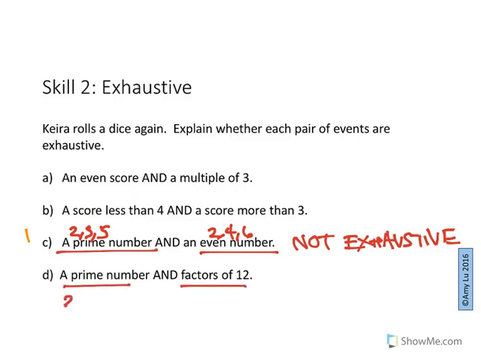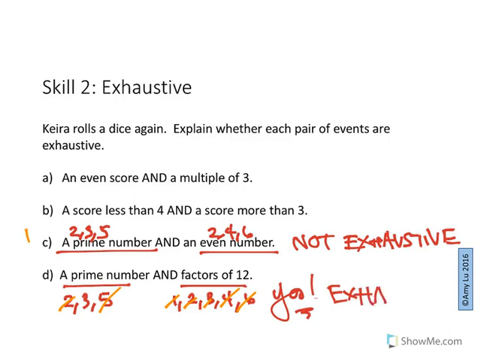Now, a prime number and factors of 12. Okay, so prime numbers, 2, 3, and 5, and factors of 12. So that's going to be 1, 2, 3, 4, and 6. So let's see, do we use all the numbers? 1, 2, 3, 4, 5, and 6. So yes, this is exhaustive because it uses all the numbers. And that's it.